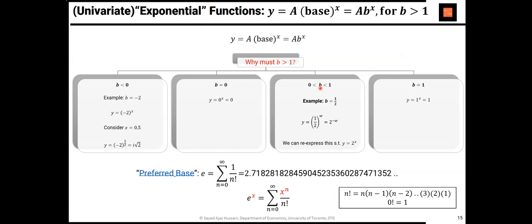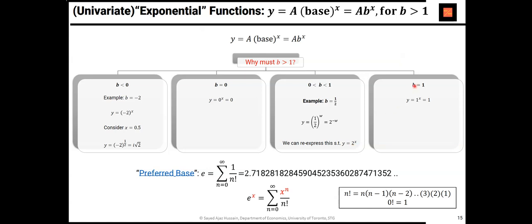If the base is a number between 0 and 1, then you will notice that I can always express y's as some number less than 1, bigger than 0, raised to the power of a variable. But I can re-express this as 2 to the power minus w, redefine minus w as x, and now you have a base that's suddenly bigger than 1.